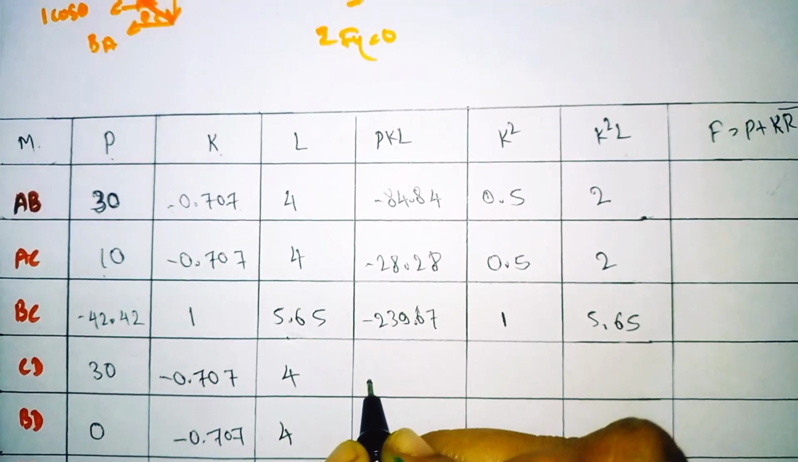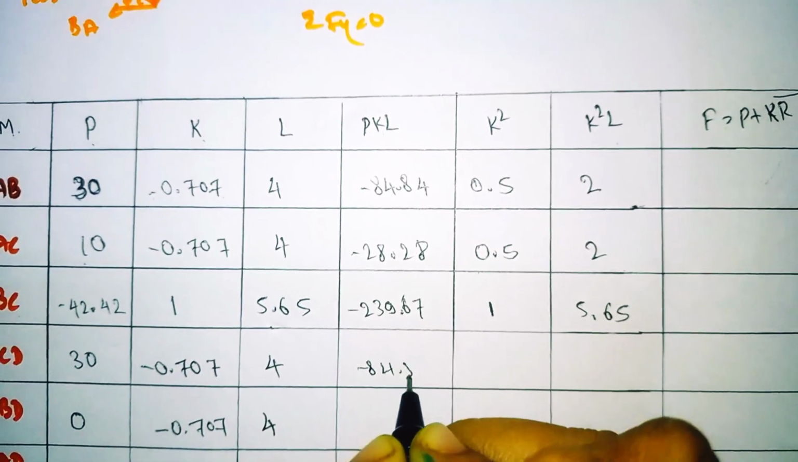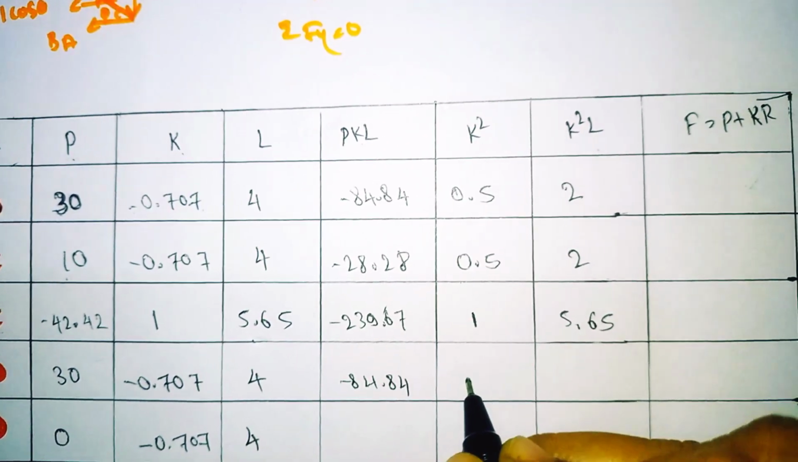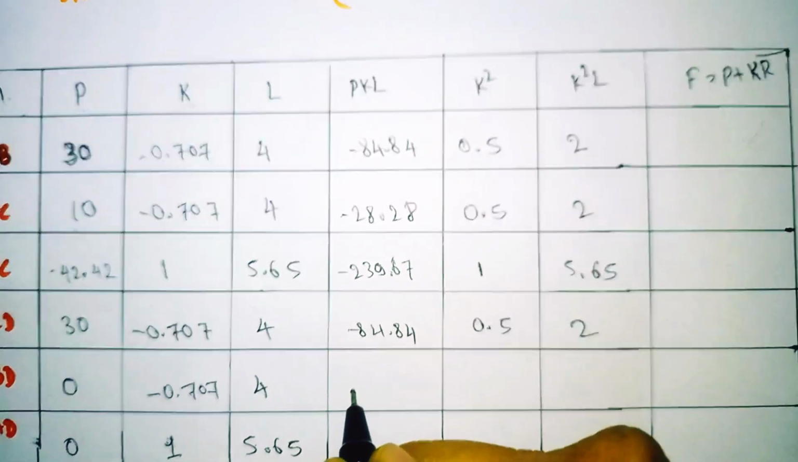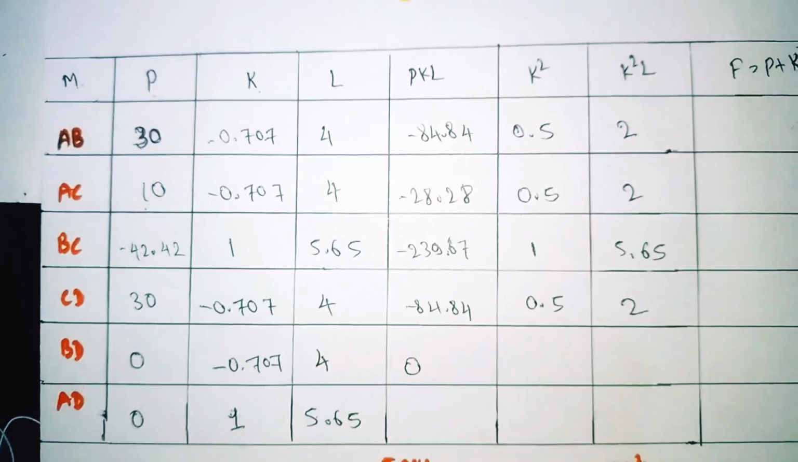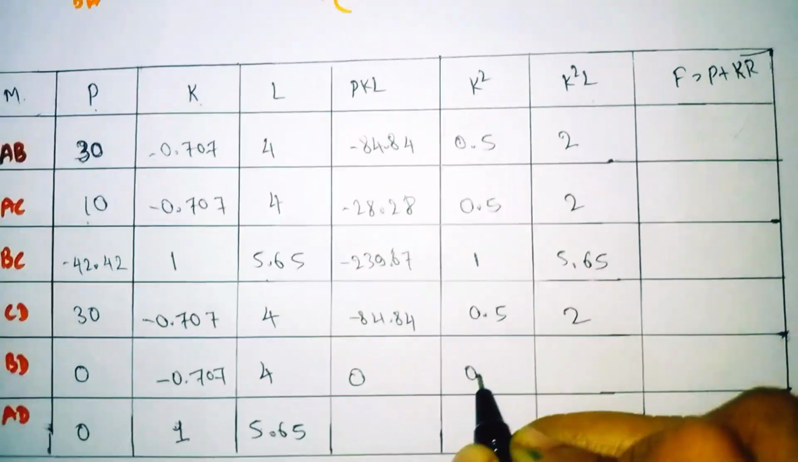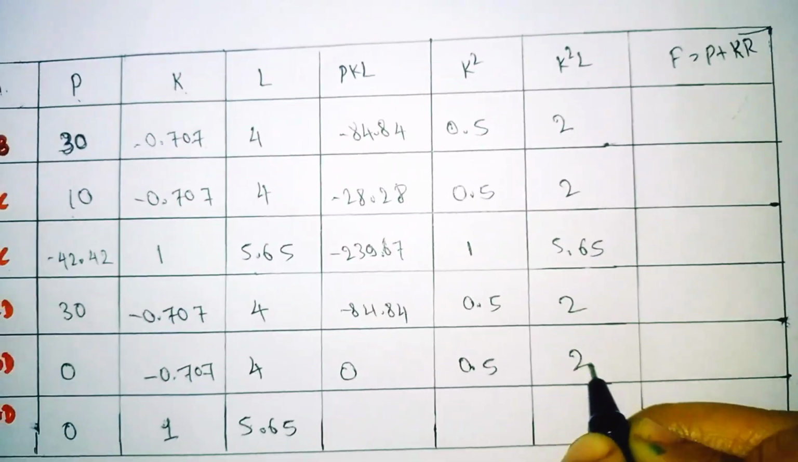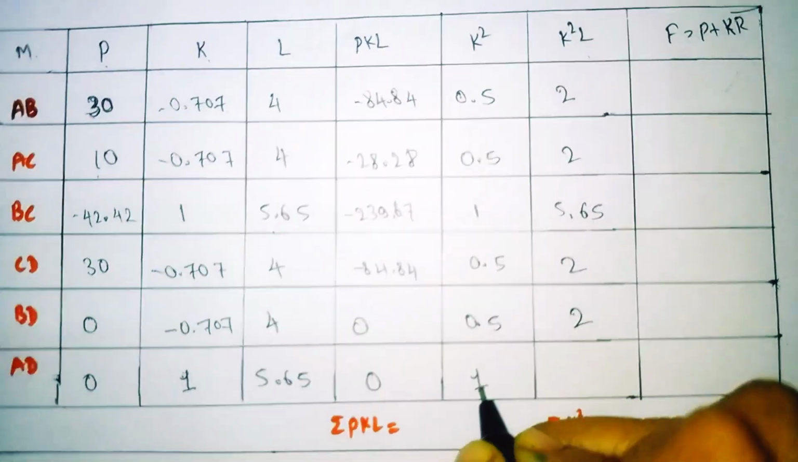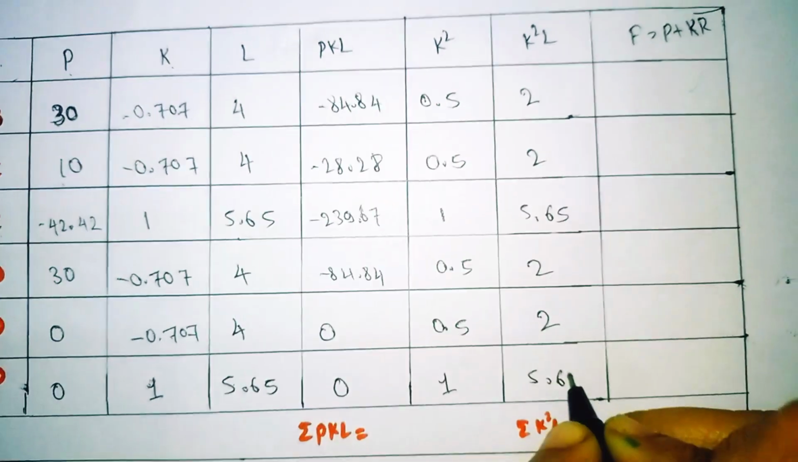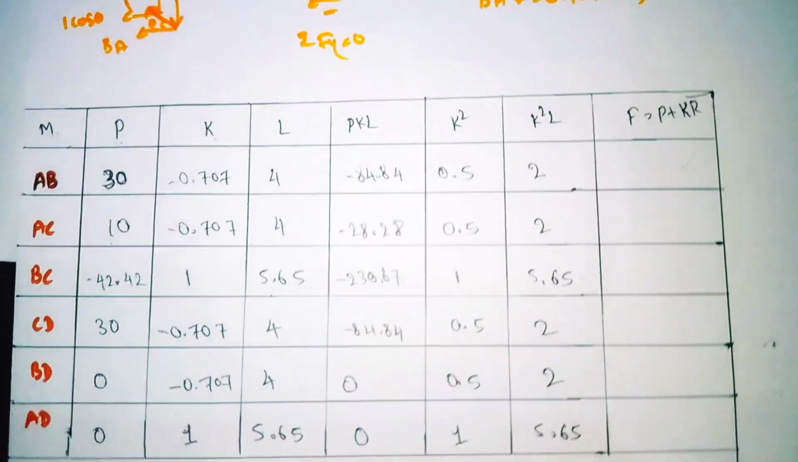And for this, PKL value is minus 84.84 and our K square value is 0.5. Again K square L is 2. For this also, the value is 0, since 0 into anything becomes 0. So here the value is again 0.5. Here also 2. Again here 0 into anything becomes 0. So for this, the value is 1 and here 5.65. So now we have calculated till here.